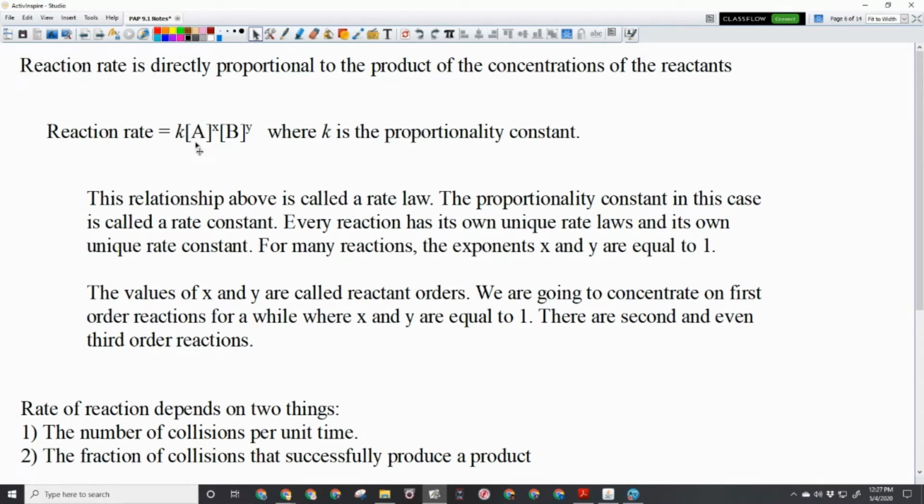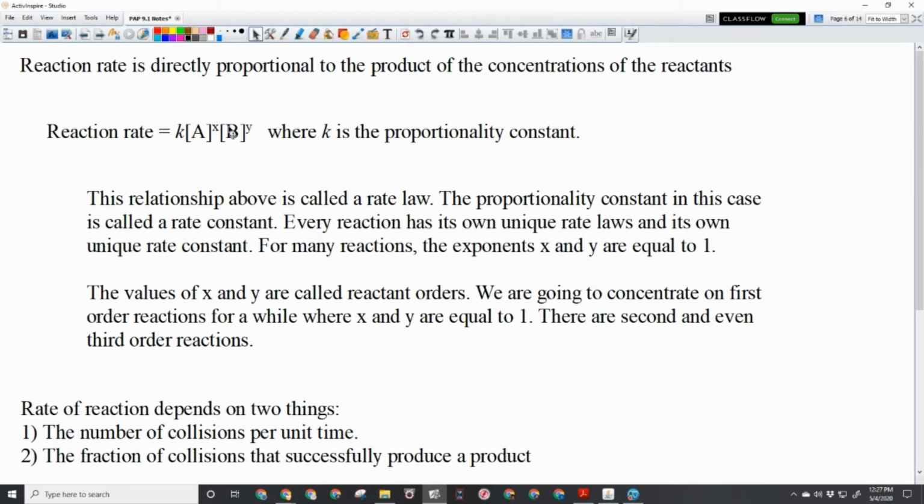So here we have concentration A to the X power, concentration B to the Y power. Okay. This relationship above is called the rate law. The proportionality constant in this case is called the rate constant. So that's K. And every reaction has its own unique rate law and its own unique rate constant.